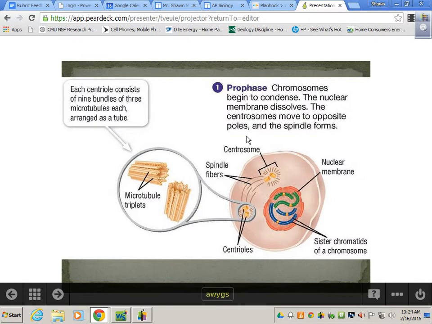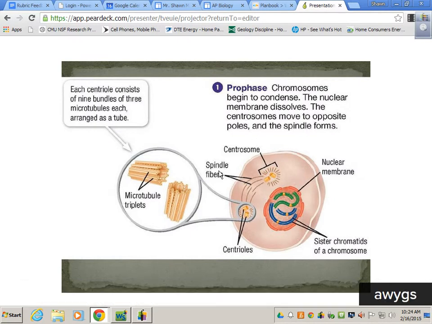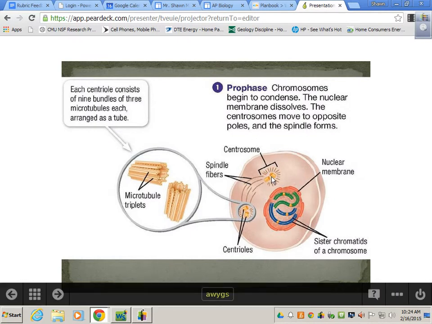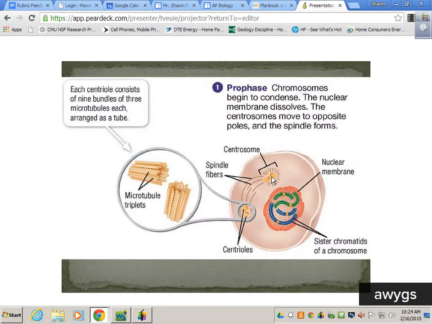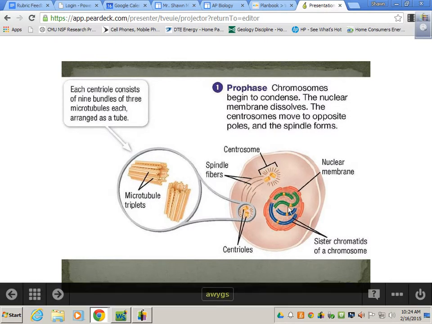So the first stage of nuclear division, dividing the nucleus, is prophase. And the first thing you start to notice in prophase, the chromosomes become visible, the nucleus breaks apart, centrosomes appear, each with two centrioles, and they head to two different poles of the cell, and the spindle fibers show up. That's how you know it's prophase.